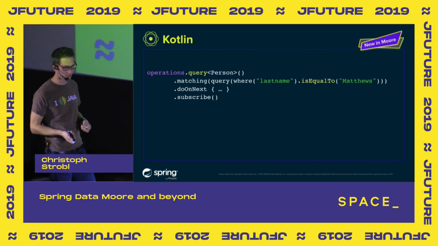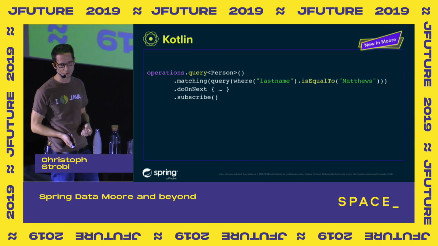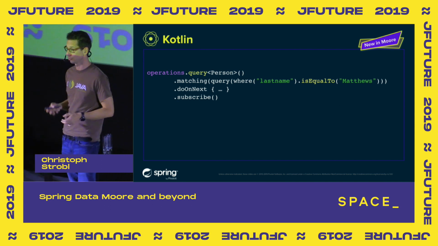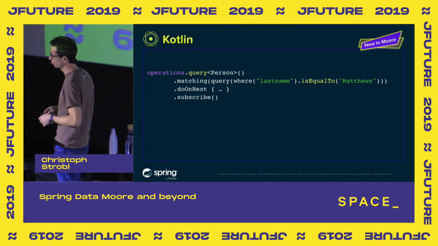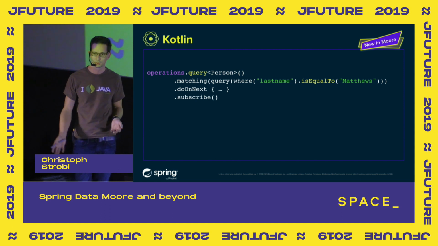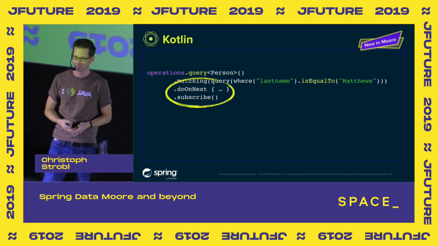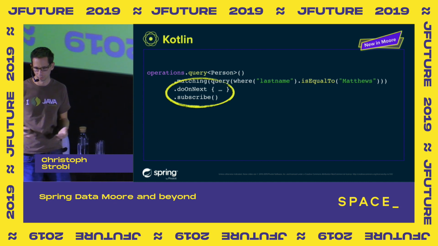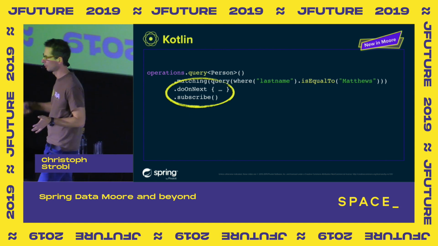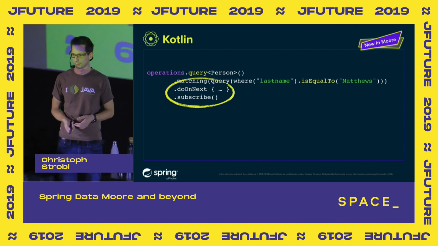What we have used in Kotlin is the reactive extensions, so those haven't been there before with the last release. So we added those with this release train, and this allows you to use all the reactive types that we are returning natively, like Flux and Mono, within the Kotlin language. So you can basically go to the query operations, execute the query, and then react with do on next what should happen once someone subscribes to the actual return type.